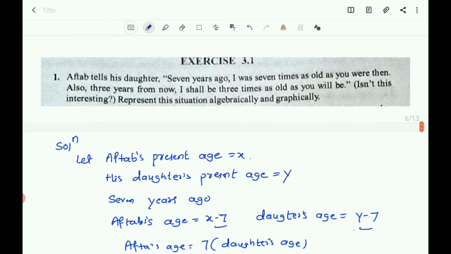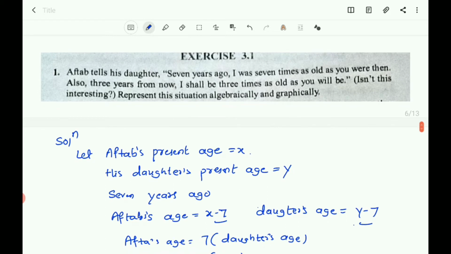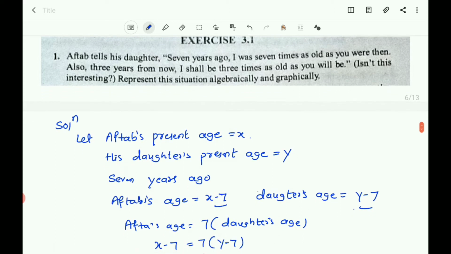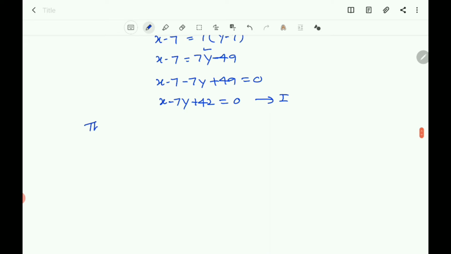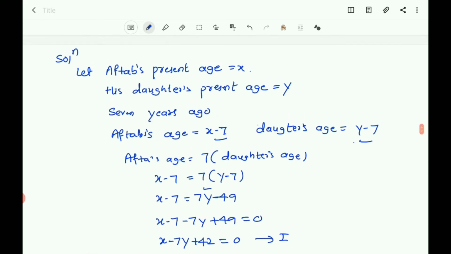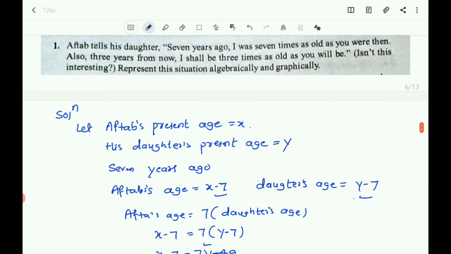And the second relation: I shall be 3 times as old as you will be, when it is 3 years from now. So 3 years from now means after 3 years. After 3 years, their ages become x plus 3 and y plus 3, since the present ages are x and y. And here Aftab's age will be 3 times the age of his daughter.